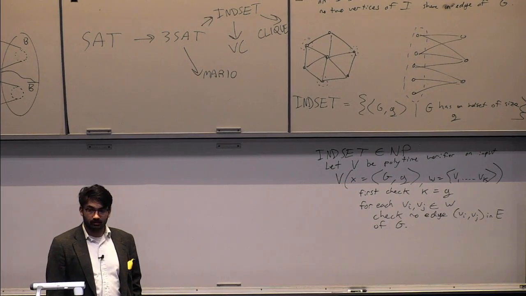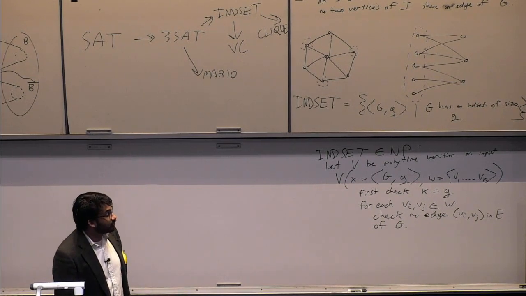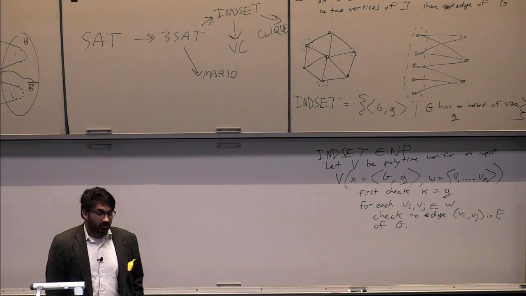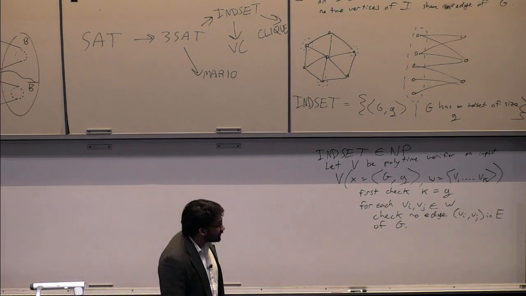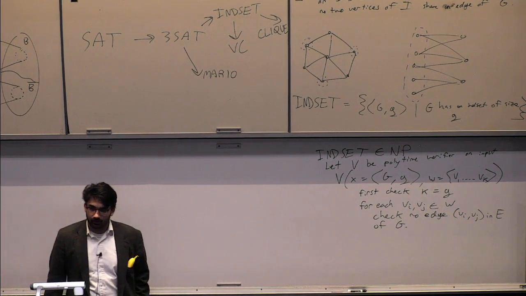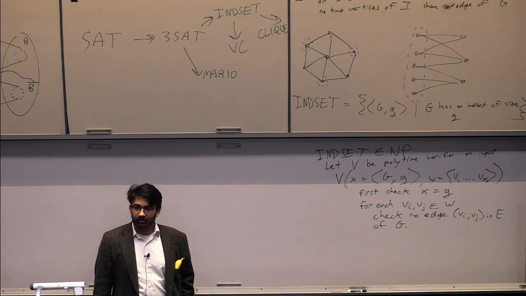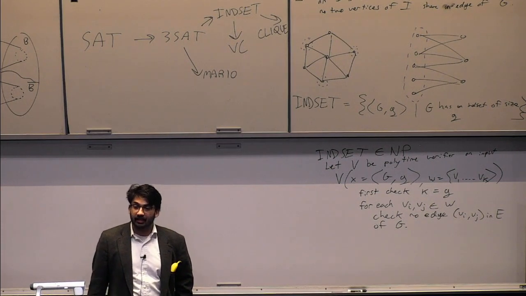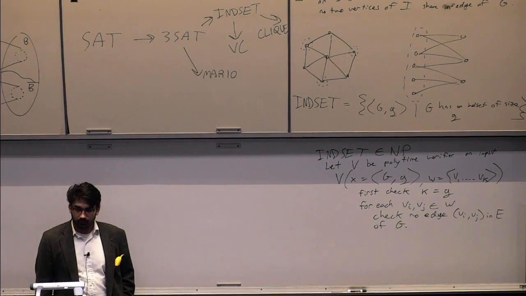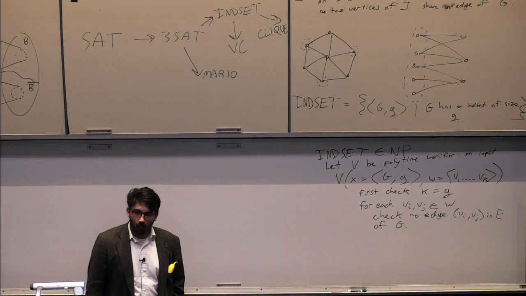In the witness, the number of vertices in the graph is going to be n or something. The witness here is a selection of the vertices. It's not all the vertices, necessarily. It's just the independent set itself. Okay, so when you say first check K, what is G?